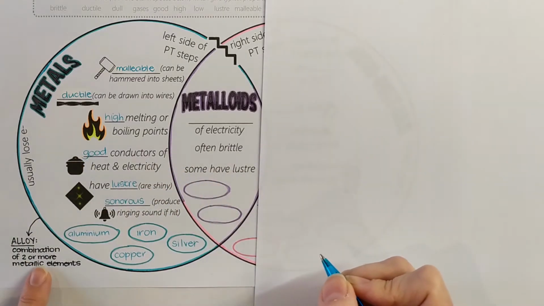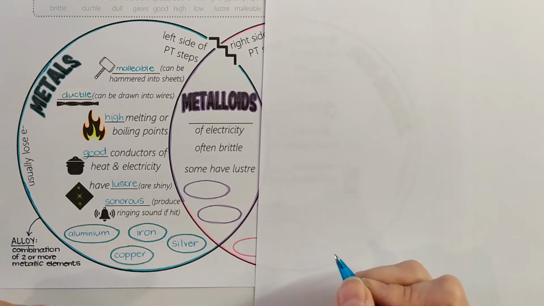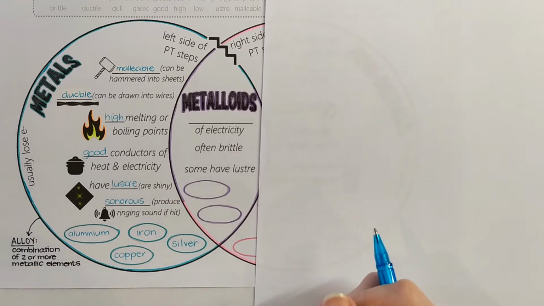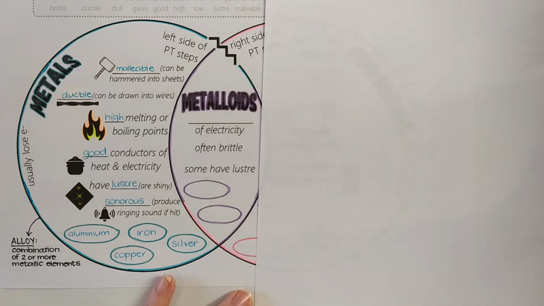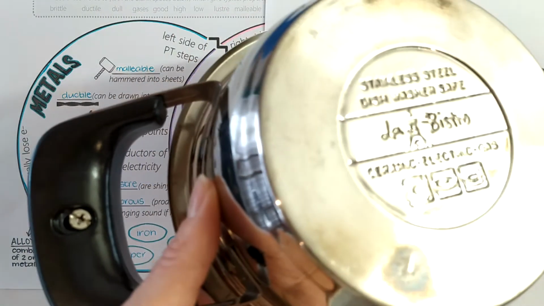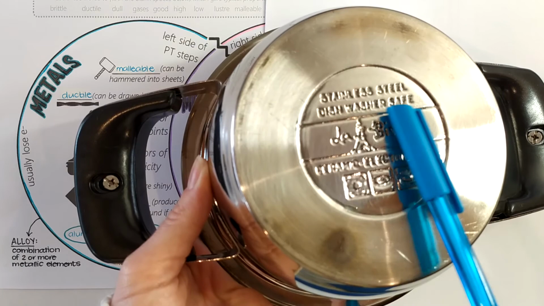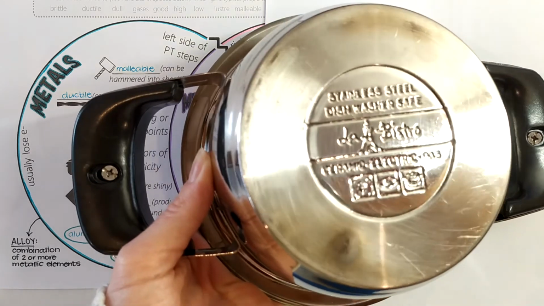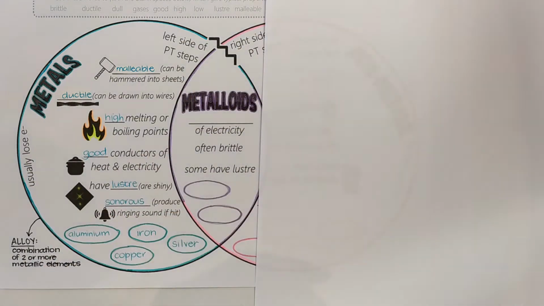Right, now I just want to mention this little word to you down at the bottom here that I've added on, and that is alloy. An alloy is a combination of two or more metallic elements in such a way that it generally improves the strength of either of the elements that have been combined. To give you an example, something like our pot, you can see they've got written there stainless steel. Stainless steel is typically an alloy of three elements: chromium, nickel, and iron.